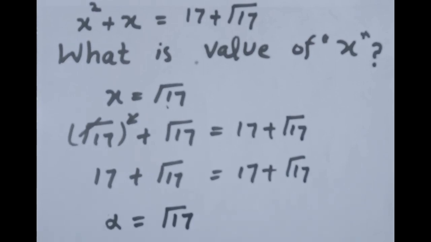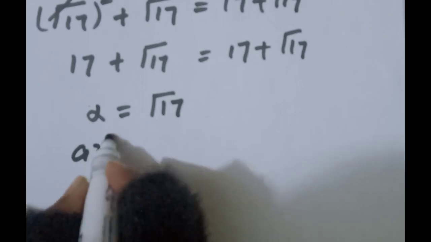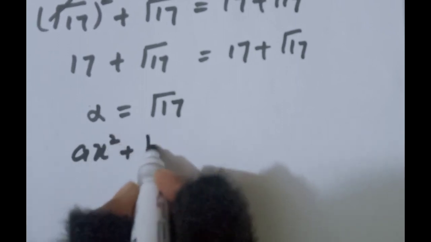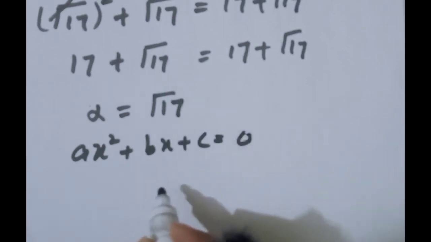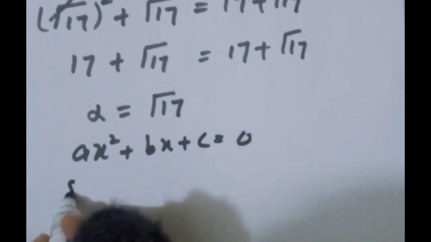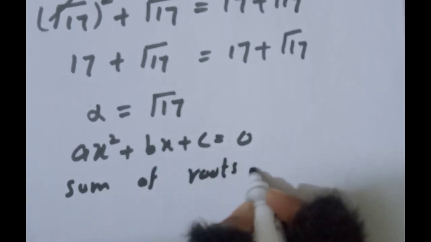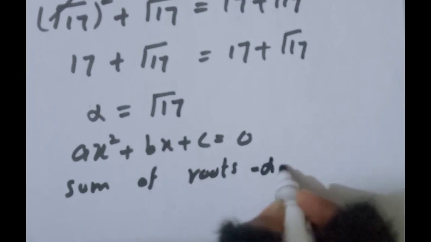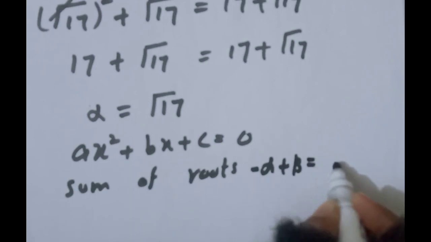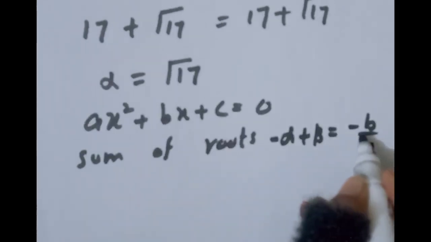Now here we use a sum formula. As you know, in a quadratic equation, ax square plus bx plus c is equal to 0, the sum of roots is equal to, we can write, alpha plus beta is equal to minus b by a.